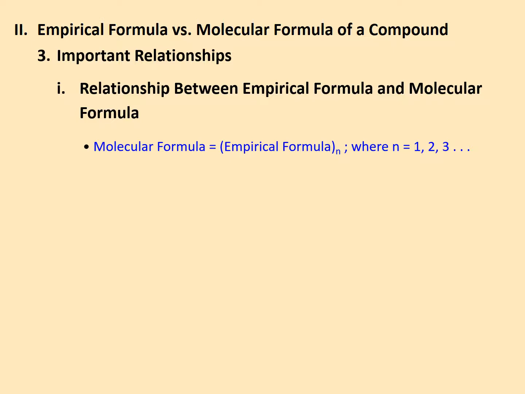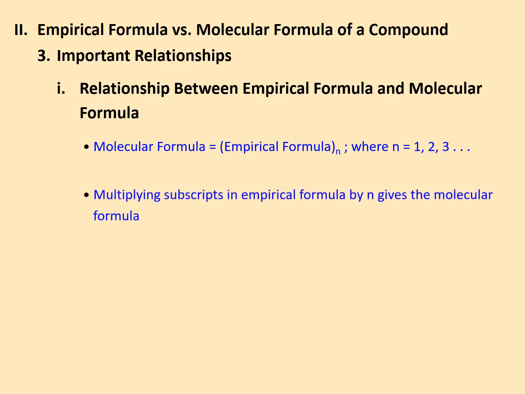So for molecular compounds, the real number of atoms must be a whole number multiple of this simplest ratio. In other words, the real molecular formula could contain twice as many atoms of each element, or 3 times as many atoms of each element, for example, or let's say in general, n times as many atoms of each element, where n has to be a whole number multiple, like 1, 2, 3, and so on. When we multiply the subscripts of the empirical formula by this whole number n, the empirical formula becomes the molecular formula.